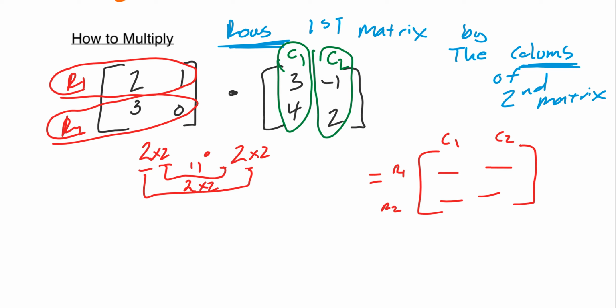If I multiply these, it's essentially just a game of Battleship or Bingo. If you want to enter this value right here, it's row 1 times column 1. So multiply row 1 by column 1. What we do is we multiply the first entries: 2 times 3 is 6. And we add it to the next two, 1 times 4. So you get 6 plus 4, also known as 10. And then we move on.